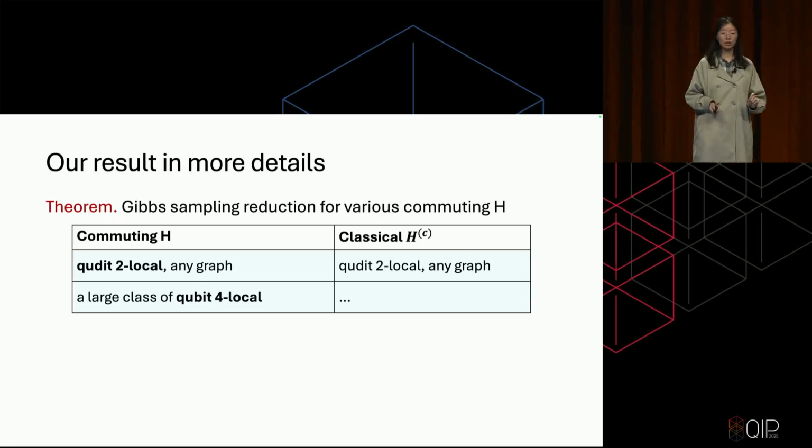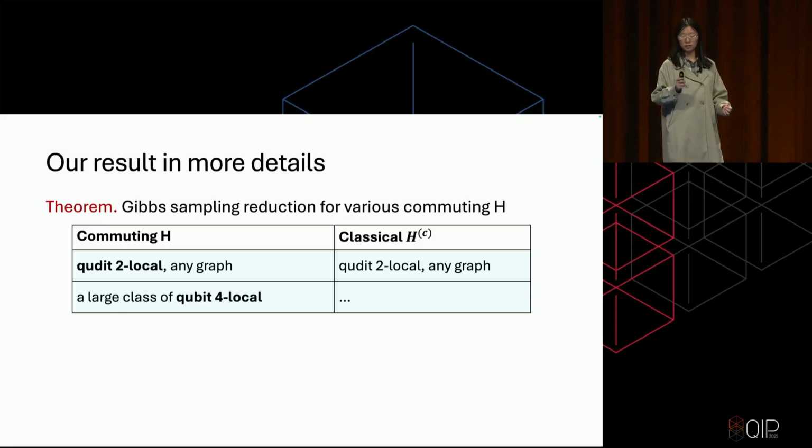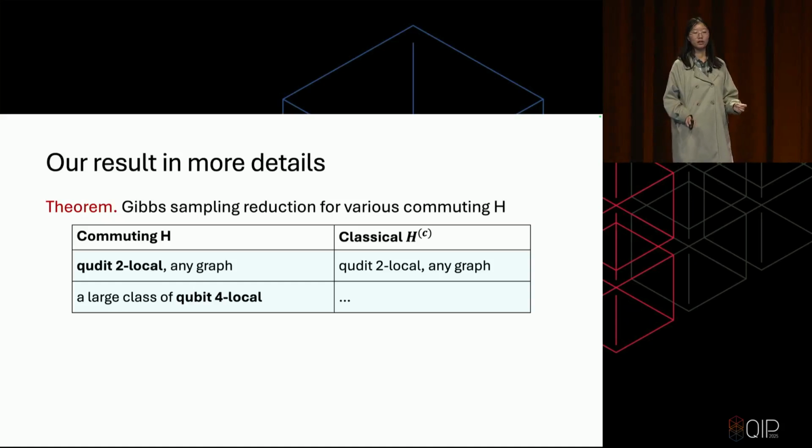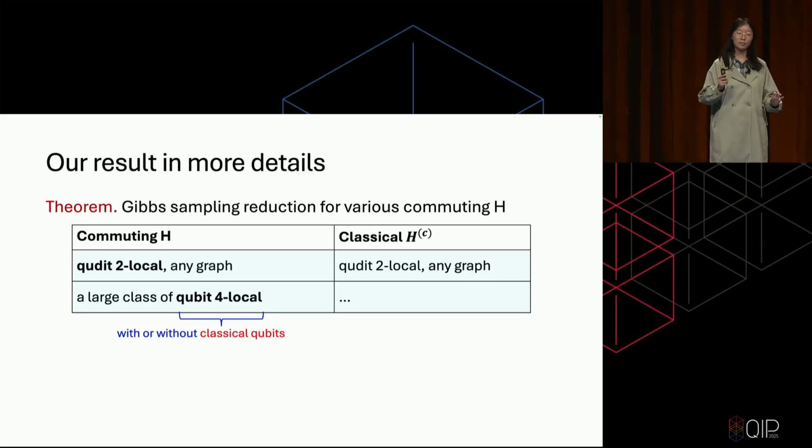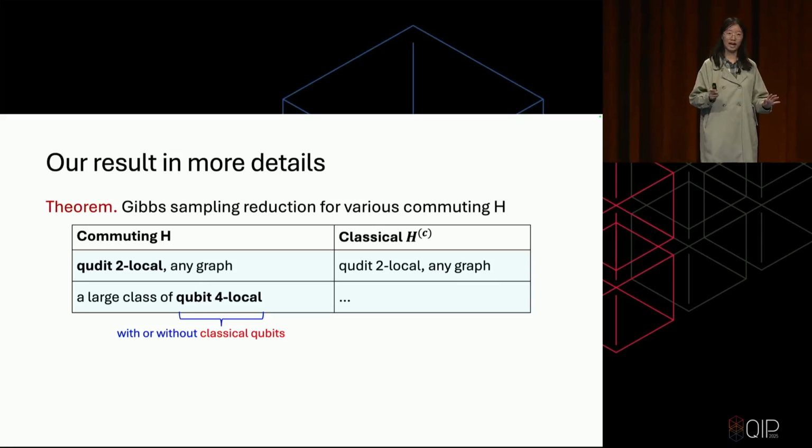But besides two-local, we can also do something slightly more non-trivial. We can do Gibbs sampling reduction for a large class of qubit four-local commuting Hamiltonians, which includes toric code. More precisely, for those kinds of qubit four-local cases, I'm going to explain what the structure of the classical Hamiltonian is.